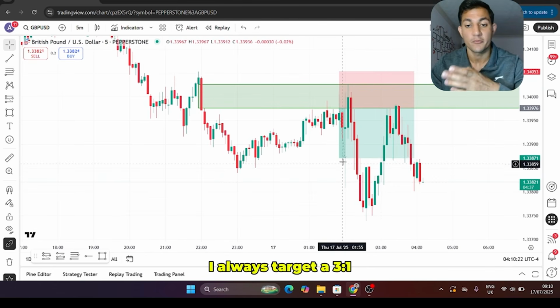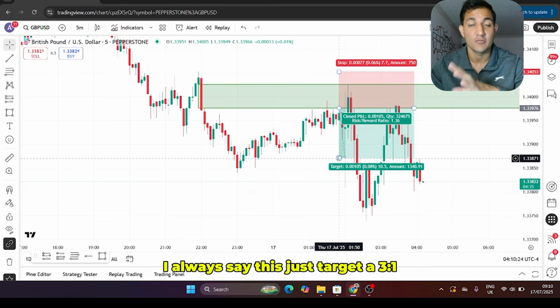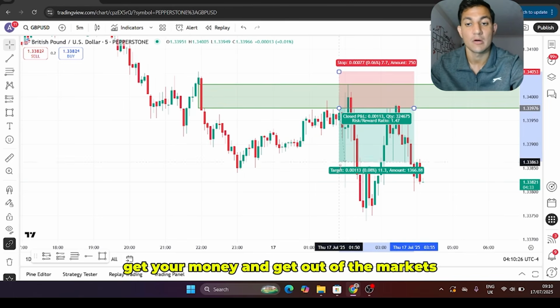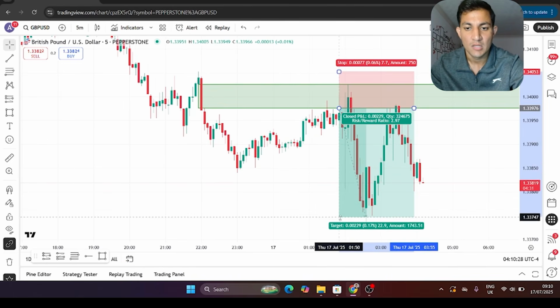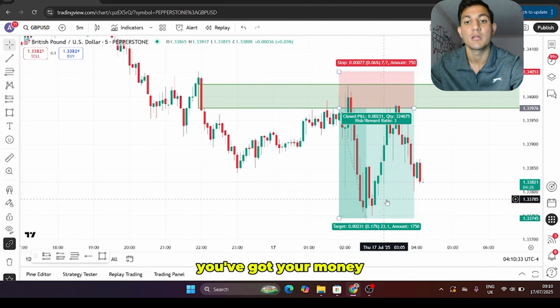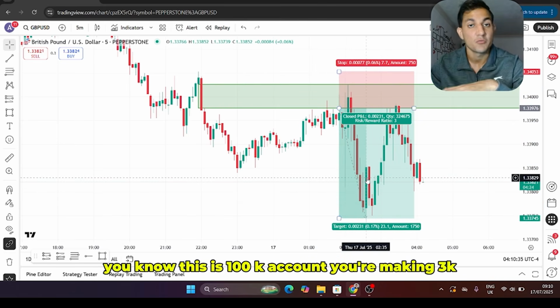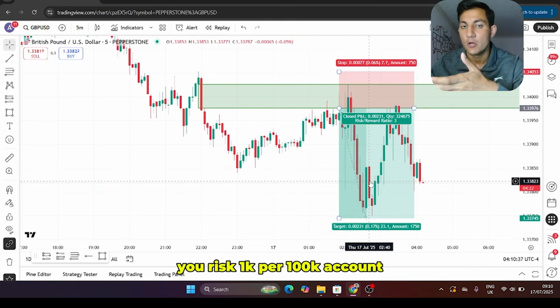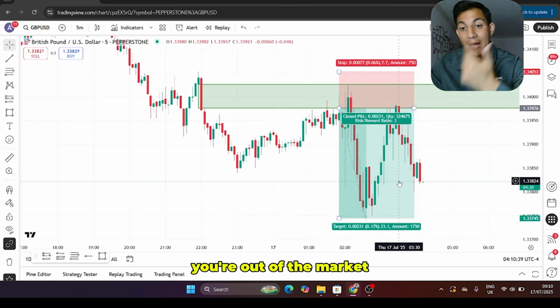I always target a 3-to-1. I always say this, just target a 3-to-1, get your money and get out of the markets, right? And this is why I always say this. This is your 3-to-1, beautiful entry, free risk reward ratio. You've got your money, this is a 100K account, you're making 3K, you risk 1K, and per 100K account, you've got all your money, you're out of the market, right?